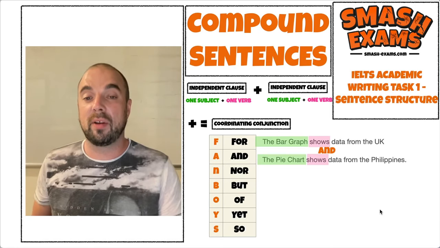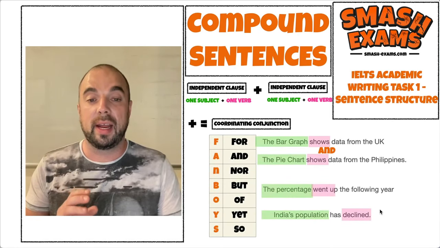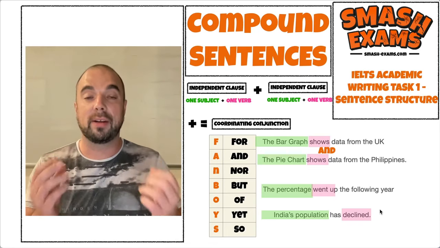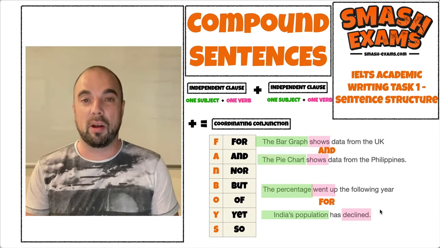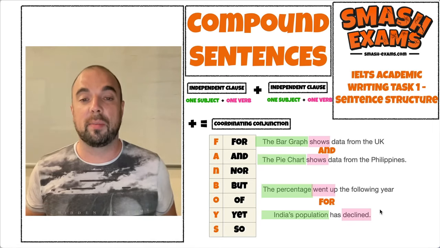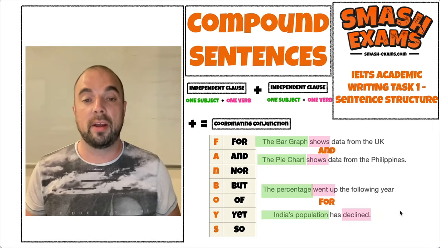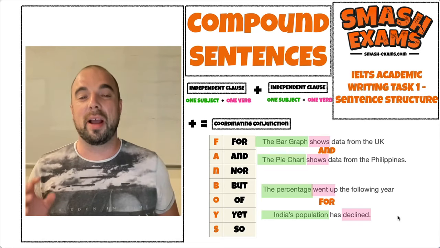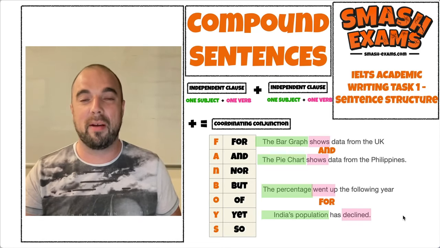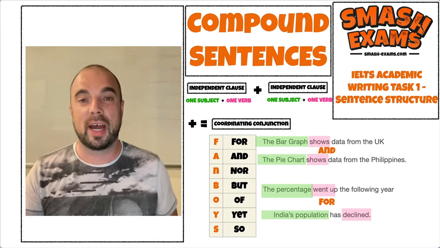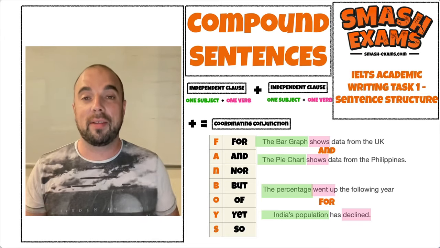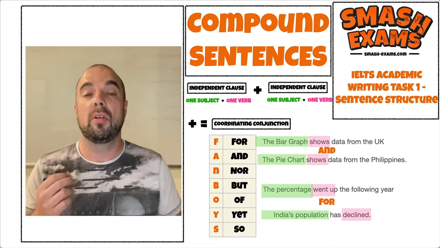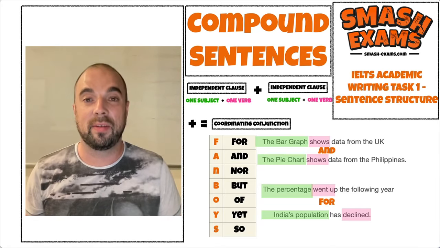The percentage went up the following year. India's population has declined. Two simple sentences. If we add for, it makes it a compound sentence. So it now says: The percentage went up the following year, for India's population has declined. Now, again, I want you to really remember FANBOYS and study the chart before your exam and practice using simple sentences with FANBOYS to make compound sentences.